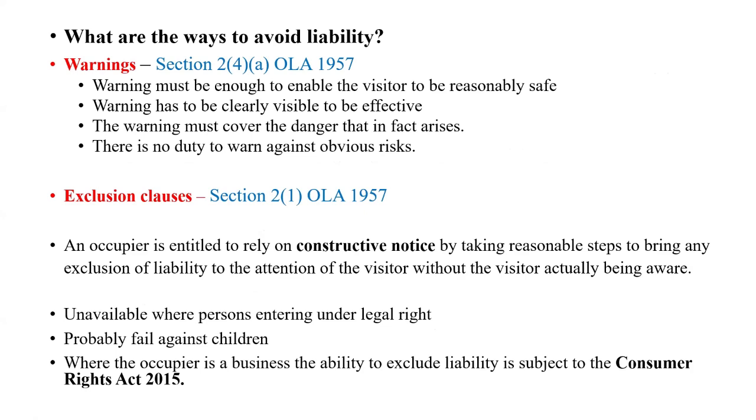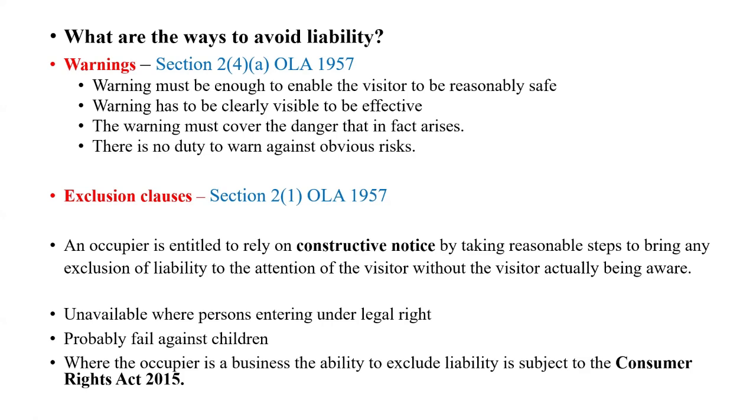So there are several ways to avoid liability by an occupier. Firstly, we have warnings explained under Section 2, subsection 4, paragraph A of the Act. So if a warning is there, you have to make sure that the warning is enough to enable the visitor to be reasonably safe on the premises. And the warning has to be clearly visible to be effective. And the warning must cover the danger that in fact arises. Also, there is no duty to warn against obvious risks. So these are some points you need to remember when it comes to warnings.